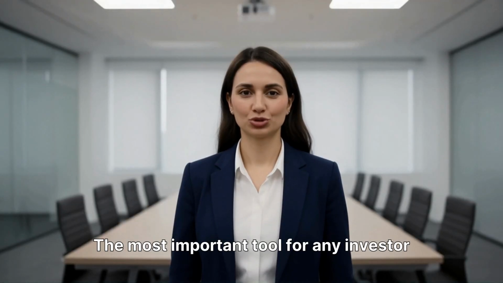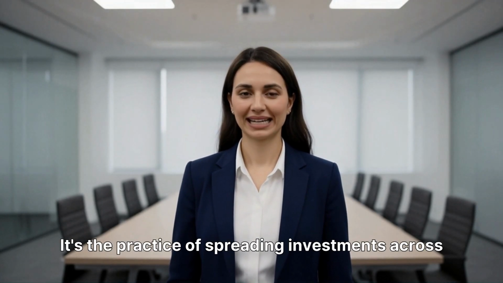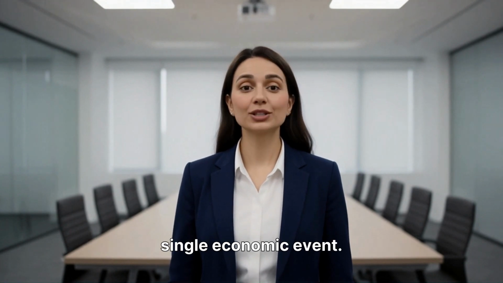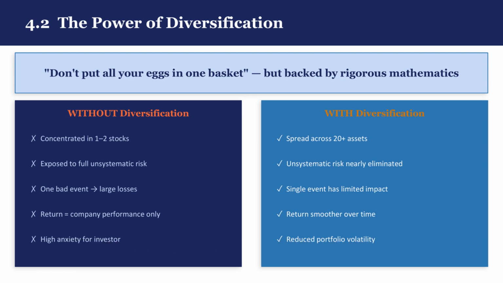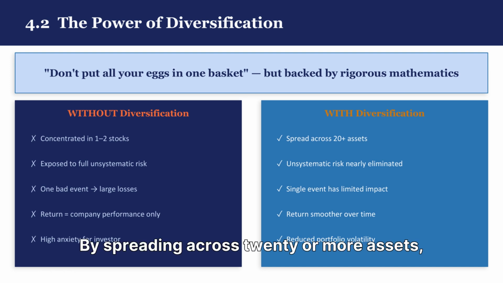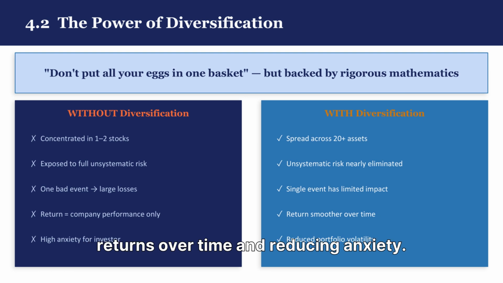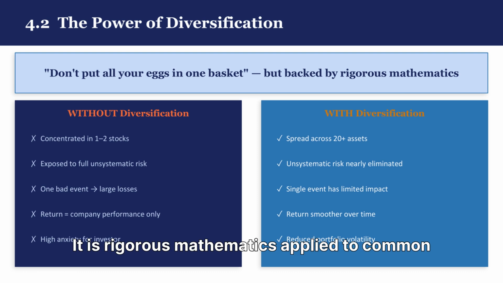The most important tool for any investor is diversification. It's the practice of spreading investments across different assets to reduce exposure to any single economic event. Without diversification, you are exposed to full, unsystematic risk. One bad event can lead to large losses. By spreading across 20 or more assets, you nearly eliminate that risk, smoothing your returns over time and reducing anxiety. It is rigorous mathematics applied to common sense.